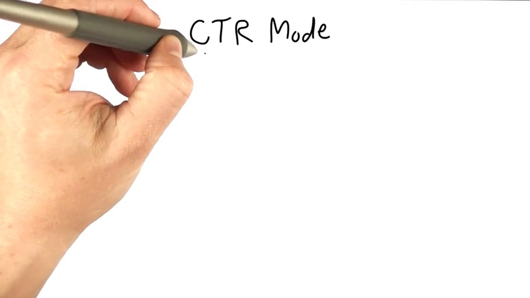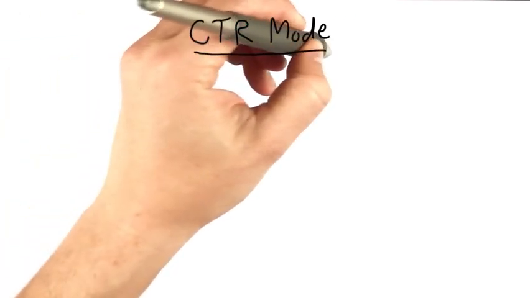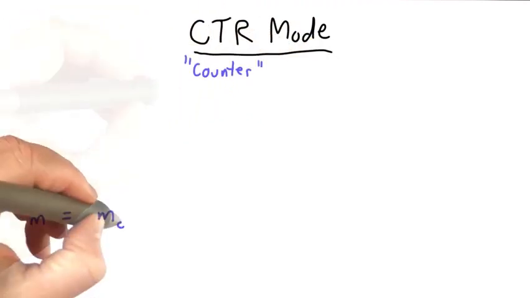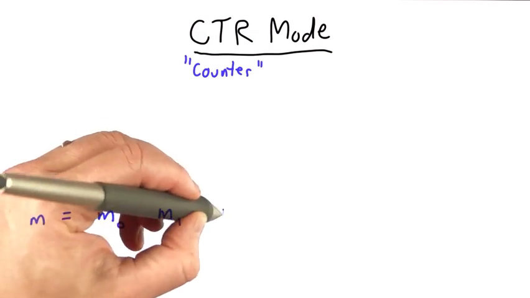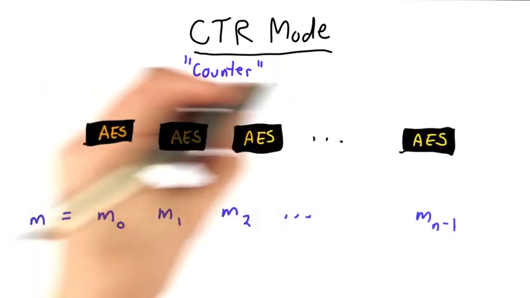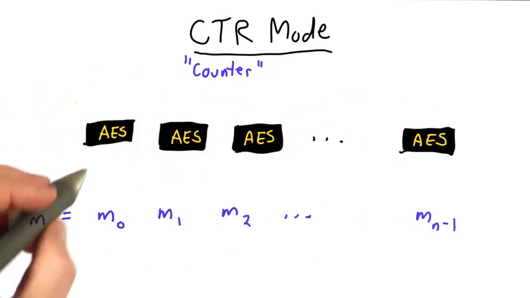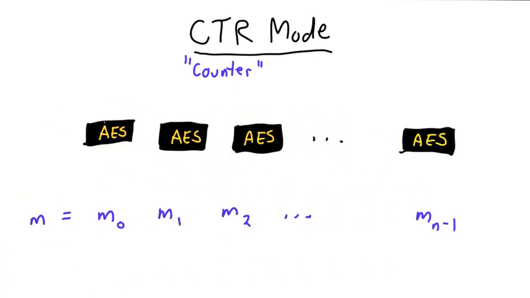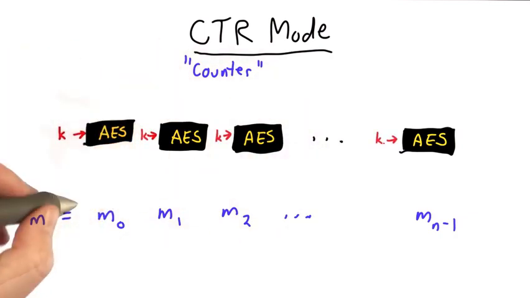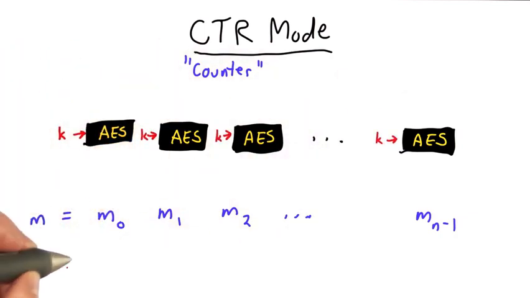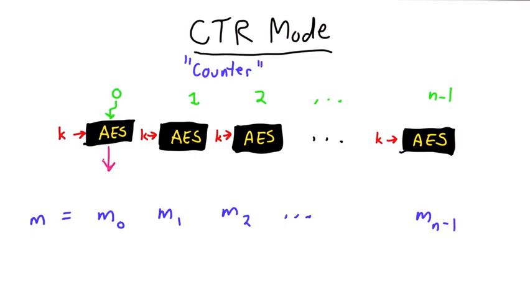The next mode of operation I want to talk about is called CTR mode, which stands for counter. We have a message divided into blocks, just as before. We'll have our encryption function, just as before, and we can think of it as AES or any other block cipher. That takes a key as input, and we'll use the same key. But instead of having a message block go in, we're going to have a counter, some value that cycles through the natural numbers. That's going to be our input message. So we'll get out some ciphertext.